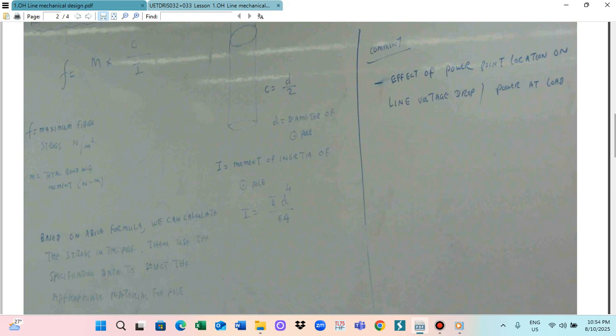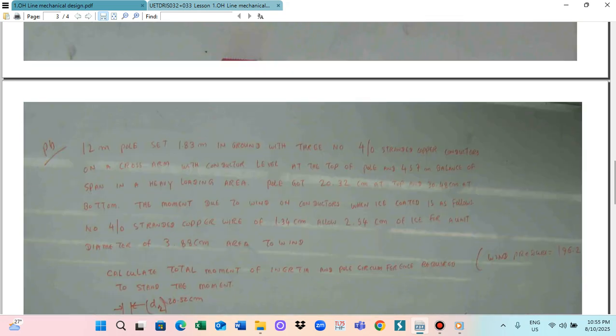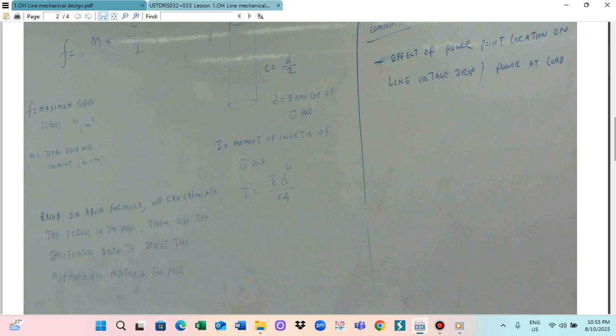So this is a typical tower design. Tower design means the mechanical design of this tower. The tower is subject to wind force, and it is also connected to a conductor. So total bending moment is the bending moment caused by wind force on the pole plus the bending moment caused by wind on the conductor. Wind force on the pole we can calculate by this formula, and for the conductor by this formula. Then we add them and get the total bending moment.